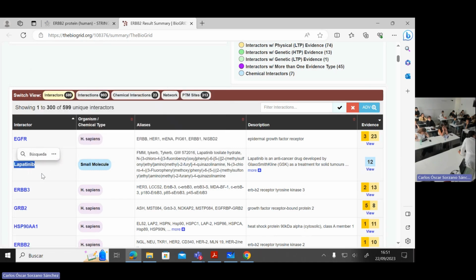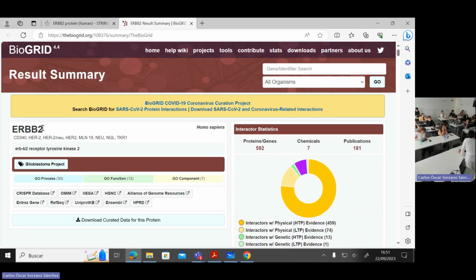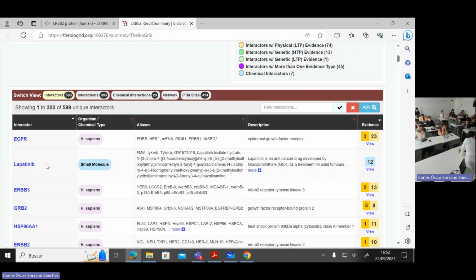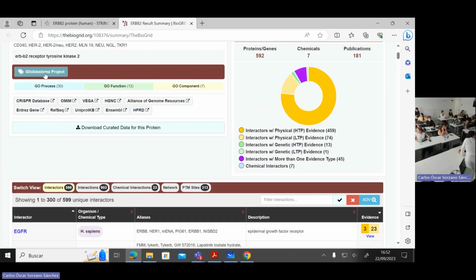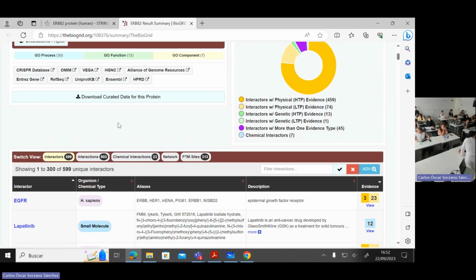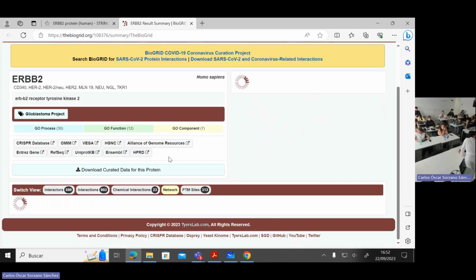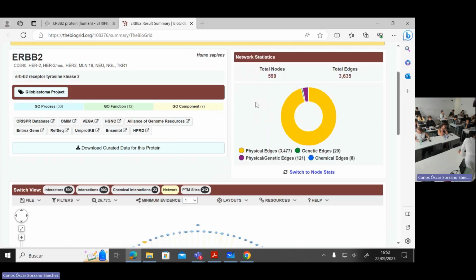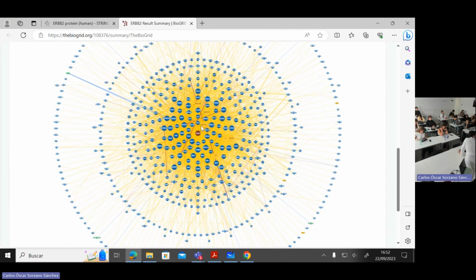This is a small molecule. This is an antibody. And then it is interacting with this one. This protein is involved in cancer, and this is one of the treatments to treat cancers that have this mutation. And then the interesting part now is this network here. The protein is at the middle. It is interacting with 600 other individuals, but with some individuals it is interacting a lot.